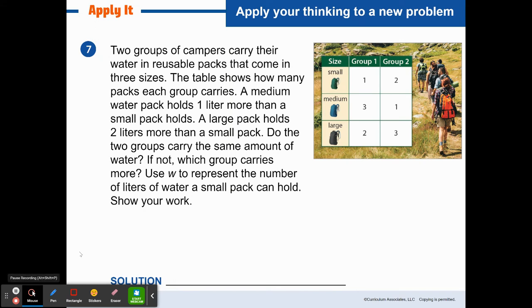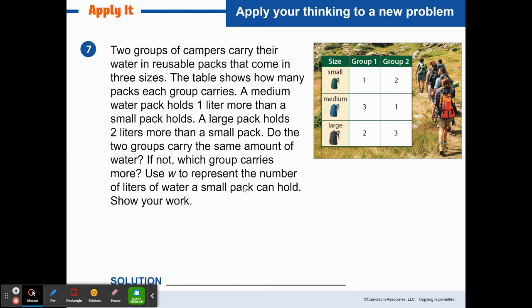All right. In this problem, it says 2 groups of campers carry their water in reusable packs that come in 3 sizes. The table shows how many packs each group carries. So that's over here. A medium water pack holds 1 liter more than a small pack. A large pack holds 2 liters more than a small pack. Do the 2 groups carry the same amount of water? If not, which group carries more?